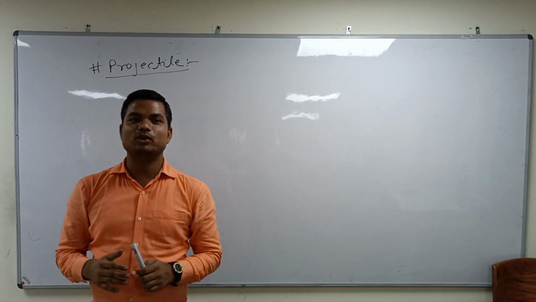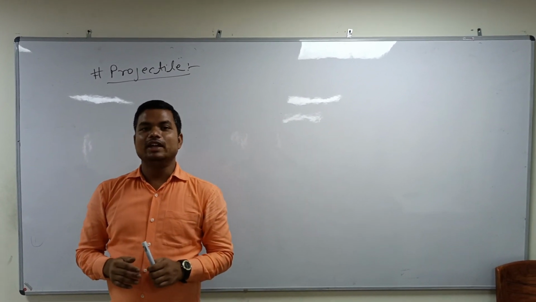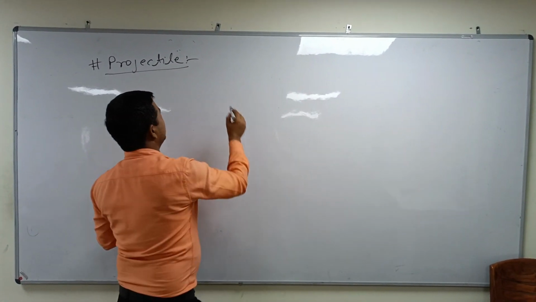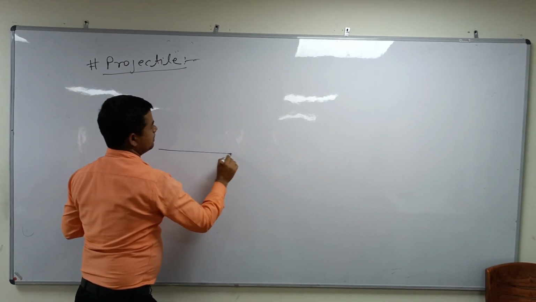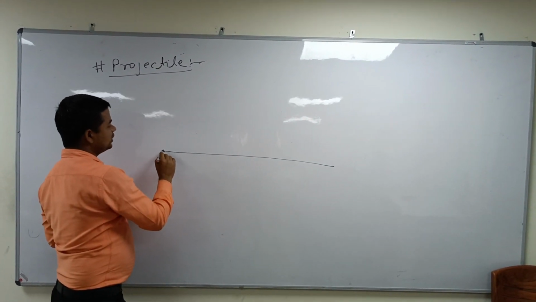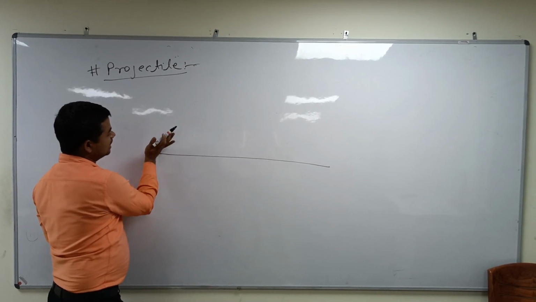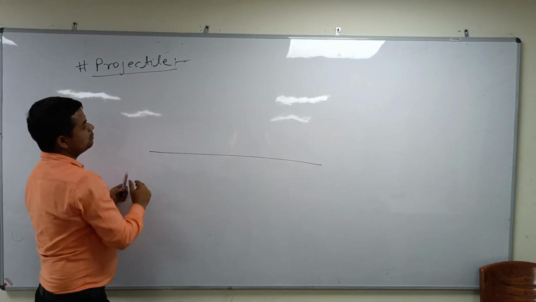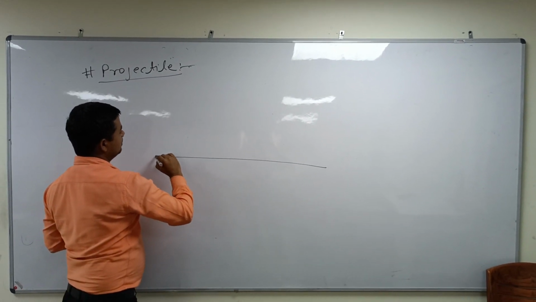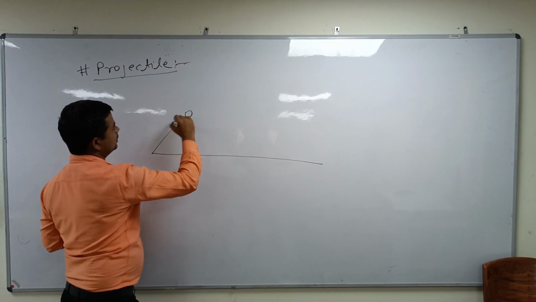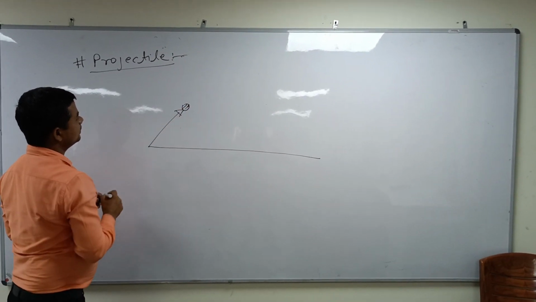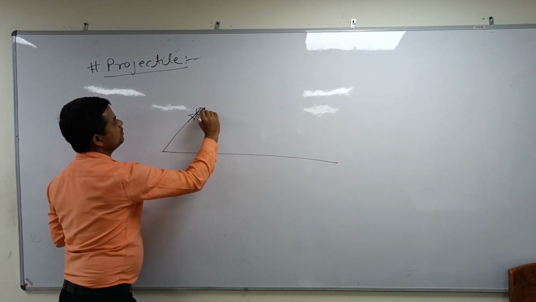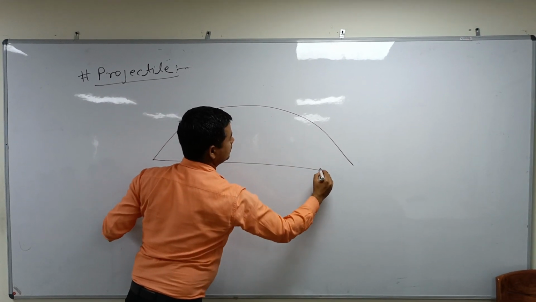Today I am discussing projectile motion. First of all, we see what projectile motion is. Suppose we project a particle at an angle theta from the surface of Earth. Suppose this is the Earth's surface, and this is the particle. If we project the particle, then the motion of the particle will be of this type: a parabolic path.